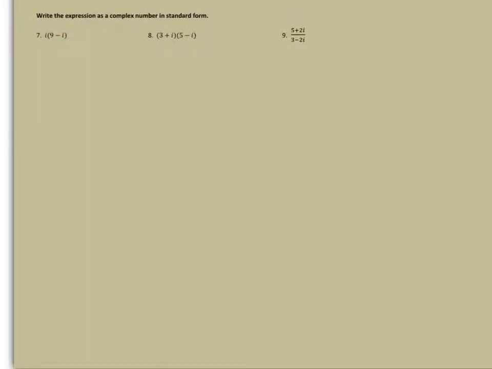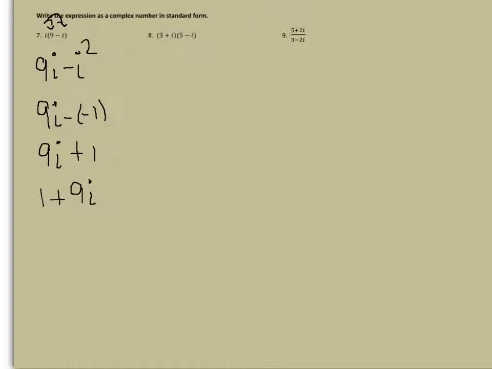So write the expression as a complex number in standard form. So same thing. So here we have to distribute. So I get 9i minus i squared. But what do we know i squared equals? Negative 1. So I get 9i minus negative 1, so that would be 9i plus 1, but it's a plus bi. So you have to do 1 plus 9i. Okay?